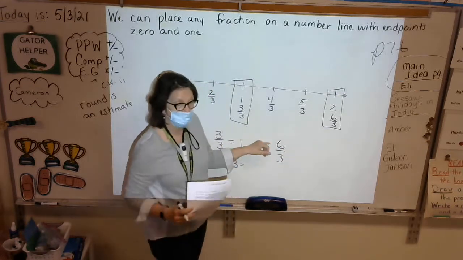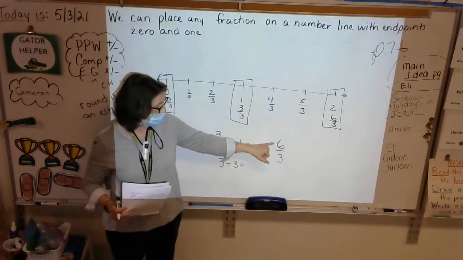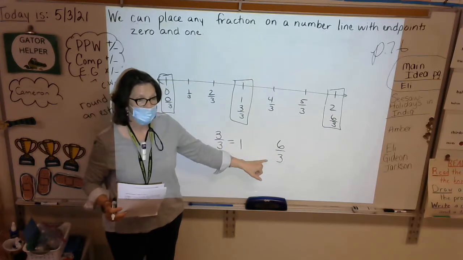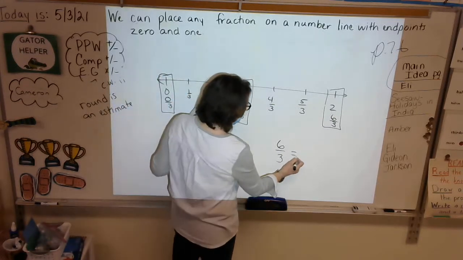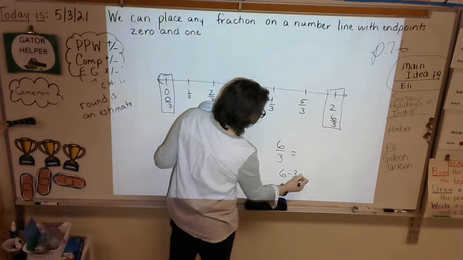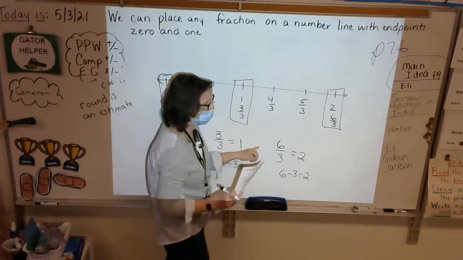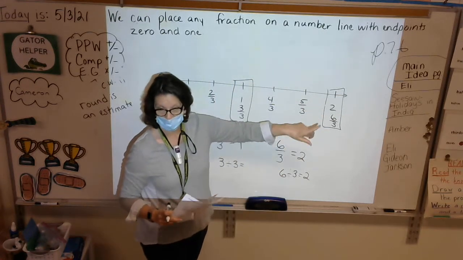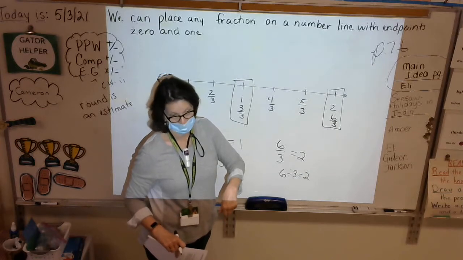Okay? Let's do it with 6/3. What division sentence will we say for this? We will say 6 divided by 3 equals. Well, what is 6 divided by 3, class? 2. What is 6/3? 6/3 is 2 whole. So I think fractions are pretty cool. I don't know if you guys.